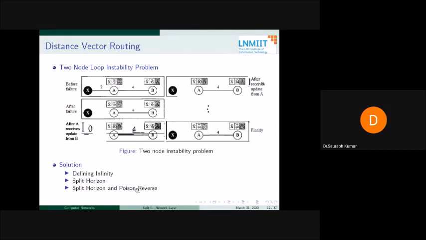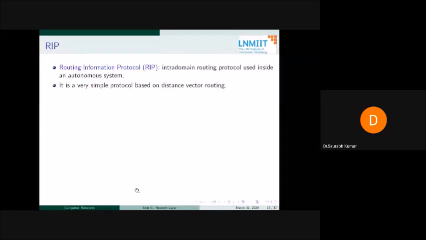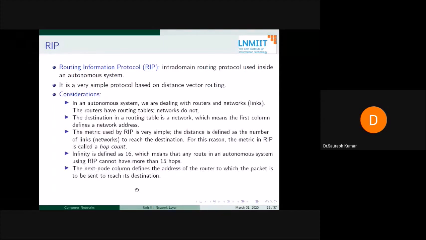Okay, so with this we can go to our next topic, that is RIP, which, as I told you earlier, is an implementation of the intra-domain routing protocol called distance vector routing. As the name suggests, RIP is the Routing Information Protocol. It is a very simple protocol based on distance vector routing. However, there are certain considerations. What is the first consideration?